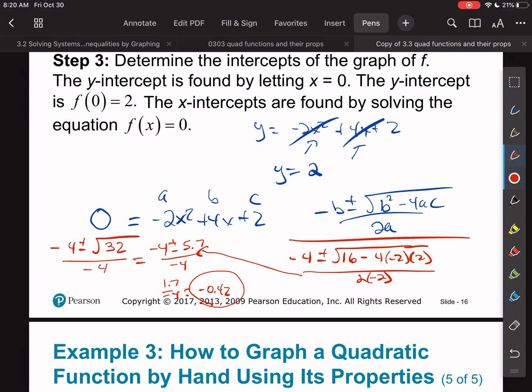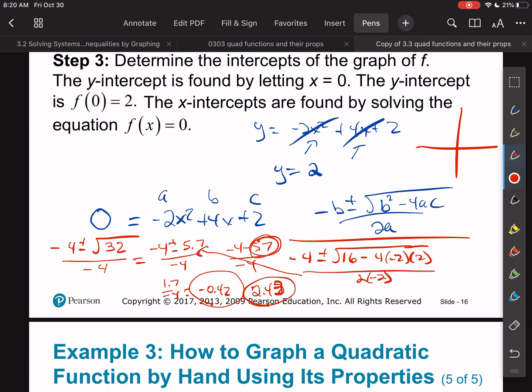On my calculator, I'm taking -4, subtracting 5.7, which should be -9.7, and then I divide by -4, and I get 2.42. It looks like it might even be 2.43, but again, there's rounding error because I rounded this number. If you keep that number in your calculator, you won't have the rounding error, and you'll probably get 2.41 or something like that.